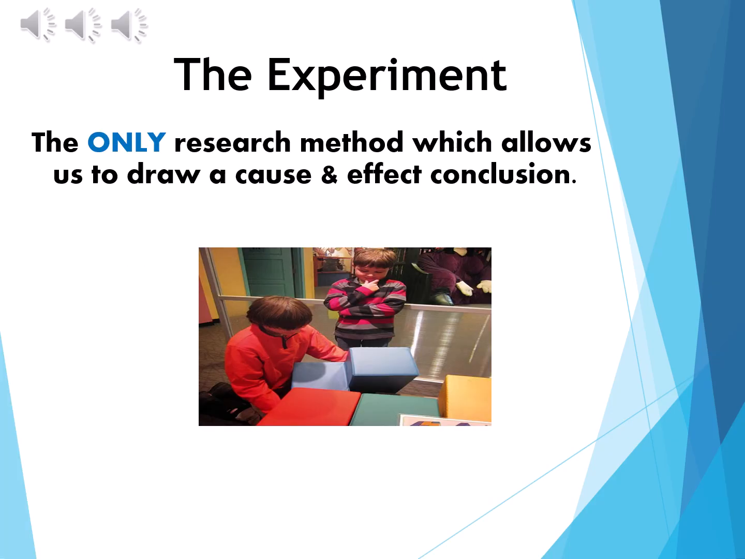Let's now consider the experiment. We're really not supposed to have a favorite research method, like people are not supposed to have a favorite child, but in this case, I think it's okay. This is our favorite research method because it is the only research method, note the caps, meaning it's highly important, which allows us to draw cause and effect conclusions, to say this thing causes the other to happen. In a correlational study, you can do prediction, but you can't conclude that one variable is causing another.